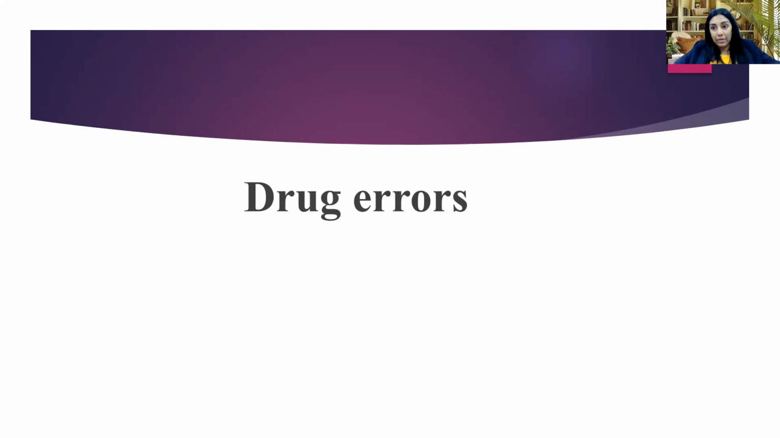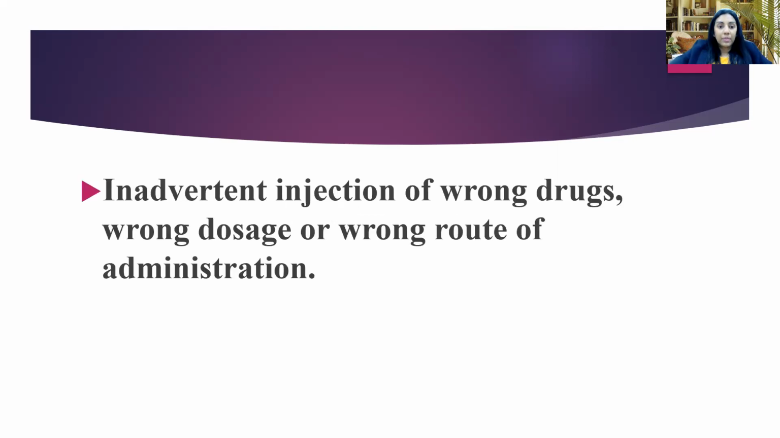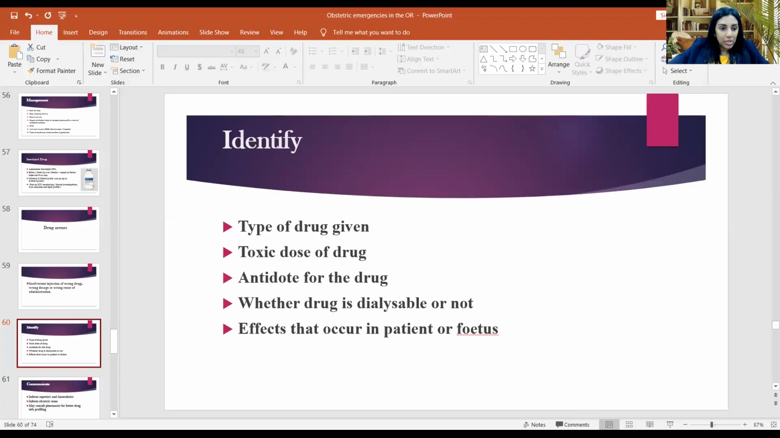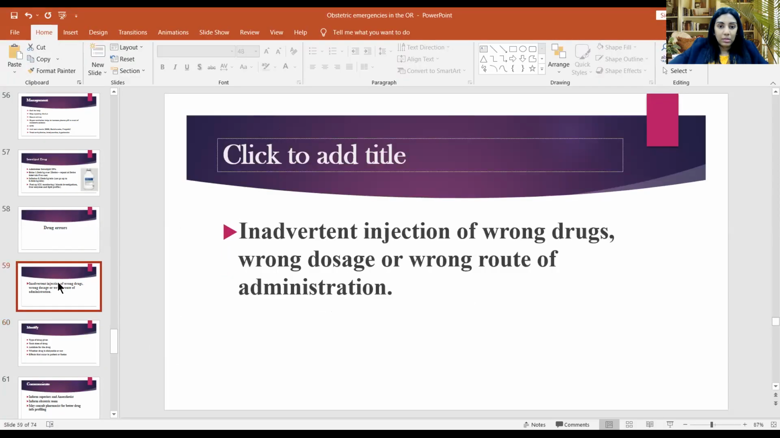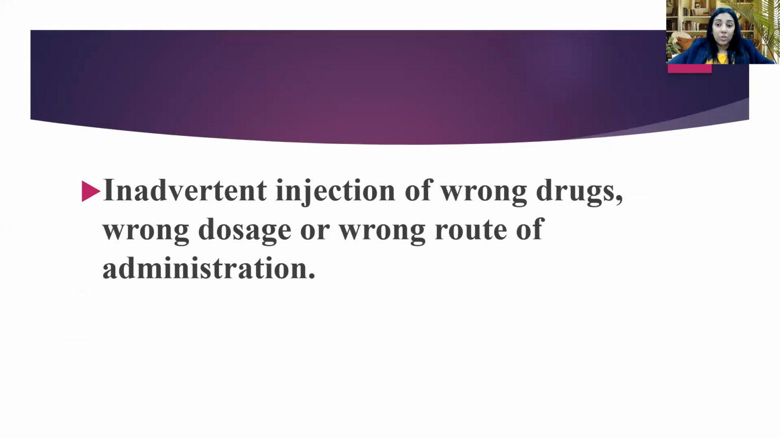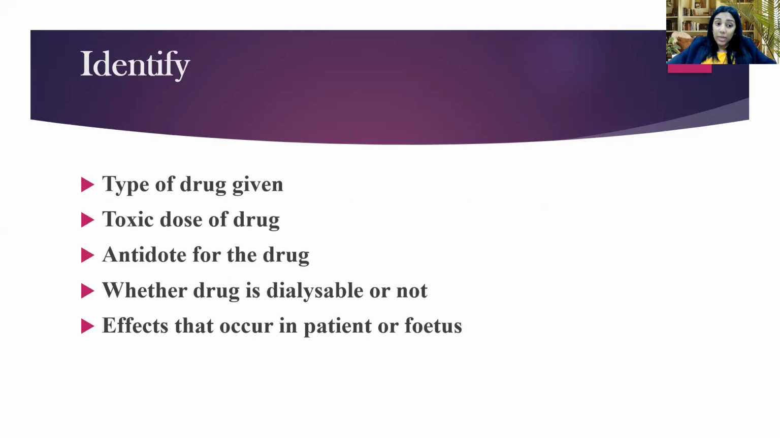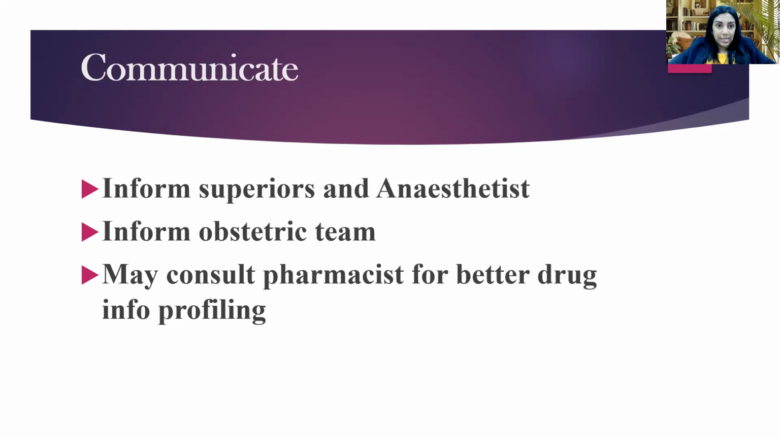Okay, next we move on to drug errors. Drug errors is actually inadvertent injection of wrong drugs, wrong dosage, or wrong route of administration. You need to identify the type of drug given, the toxic dose of the drug, whether there's any antidote available, whether the drug is dialysable or not, and effects that can occur in the patient or the fetus. Inform your superiors and the anesthetist. Inform the obstetric team. You may consult the pharmacist for a better drug info profiling.